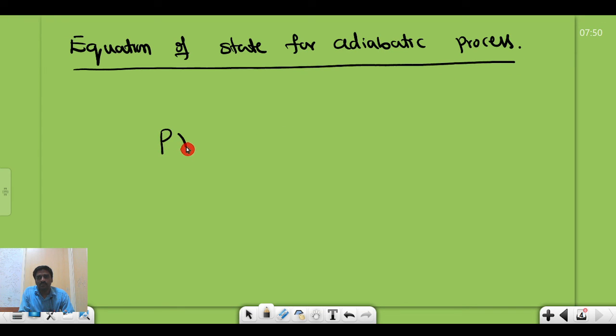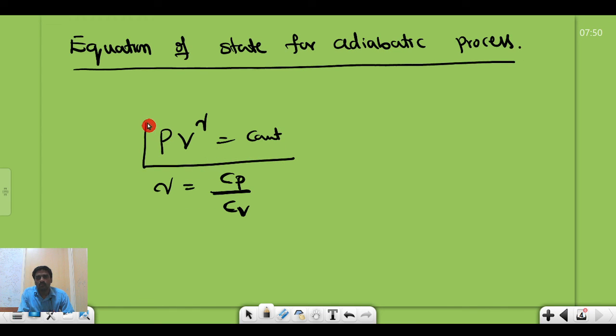There is a special equation: PV to the power gamma is equal to constant. This is the thermodynamic equation of state for the adiabatic process, where gamma is the ratio of the molar specific heat capacity at constant pressure to the molar specific heat capacity at constant volume. This is called the adiabatic constant. Here P is the pressure of the system and V is the volume of the system. We need to use this equation of state when the system undergoes an adiabatic process.